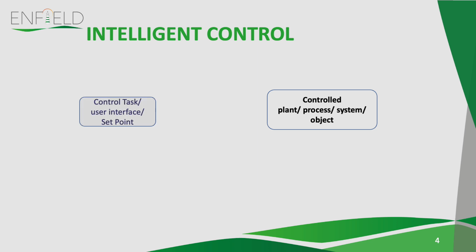In order to control this process, we need to have a control task that is called set point. This control task or set point is given through the user interface. For example, in the car, we can choose the required speed of the car. In buildings, we have user interfaces where we can select the required temperature. And this is what we want to achieve. This is the task for the control system.